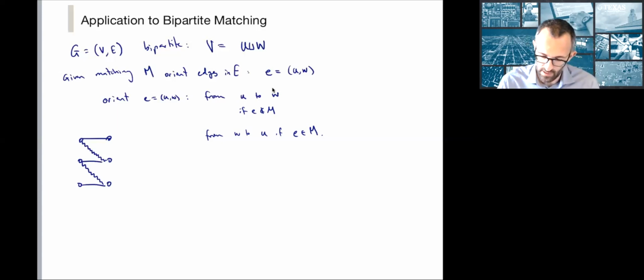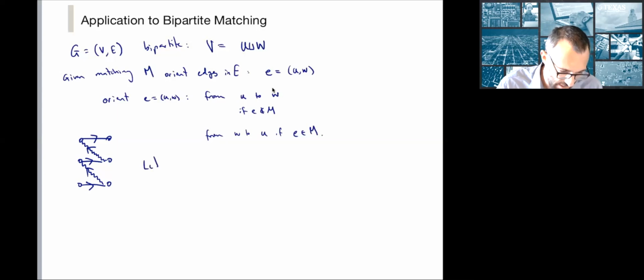And you can see that in this example, I can't add any more edges into the matching. So what is my orientation here? The squiggly lines again are the ones in the matching. If it is in the matching, I orient them this way, and if they're not in the matching, I orient them this way, and you can see what's about to happen here.